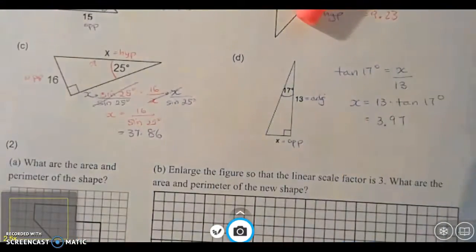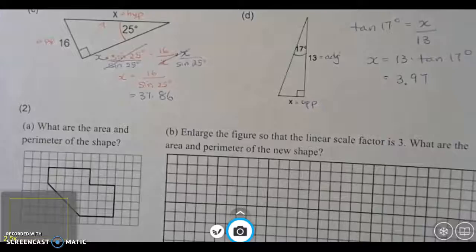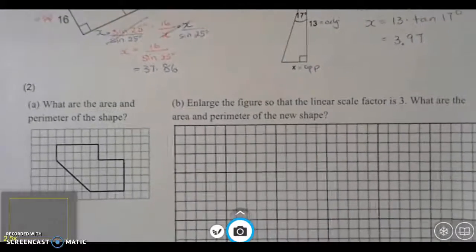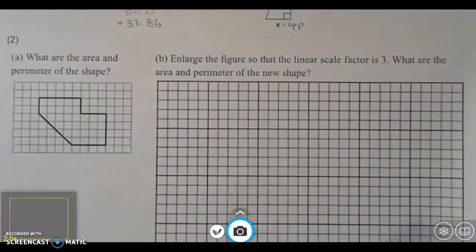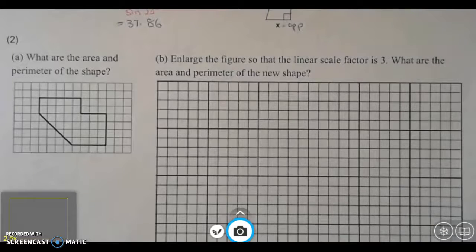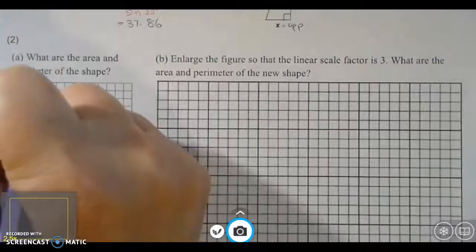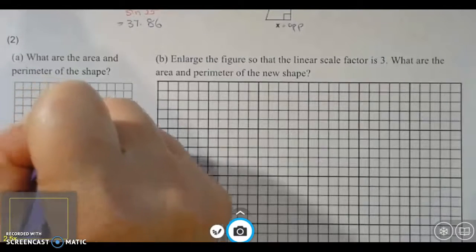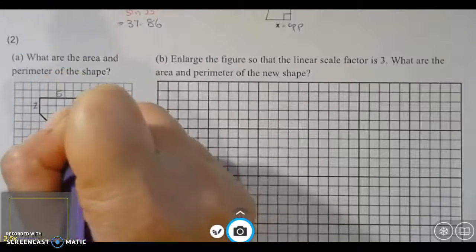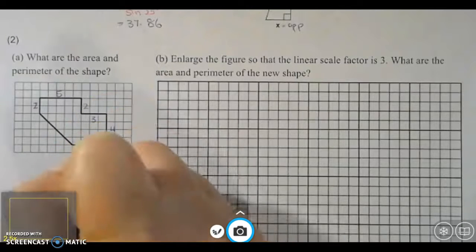Alright, so then number 2. We are going to find the area and perimeter of this shape, and then enlarge it and find the area and perimeter of the enlarged shape, and then find the ratio of them. Okay, so to begin, we need to figure out the lengths. So I can start by marking the lengths. There's 2 units up here, that's 5 units here, 2 again, and that's 3, and that's 4, and 4.